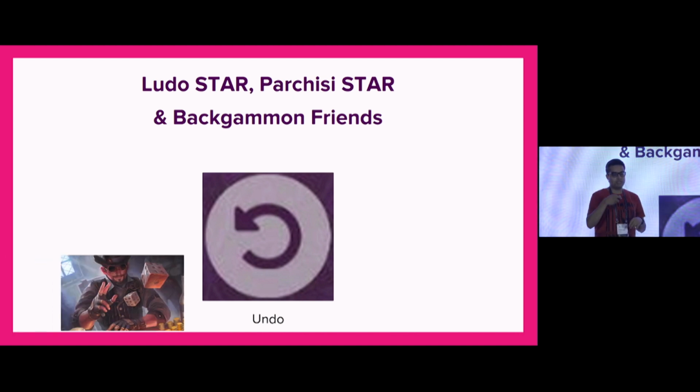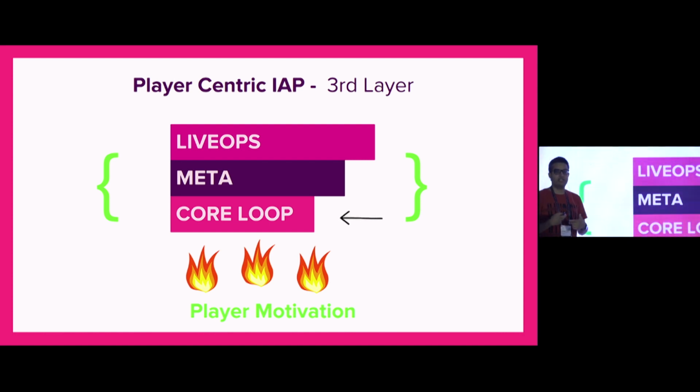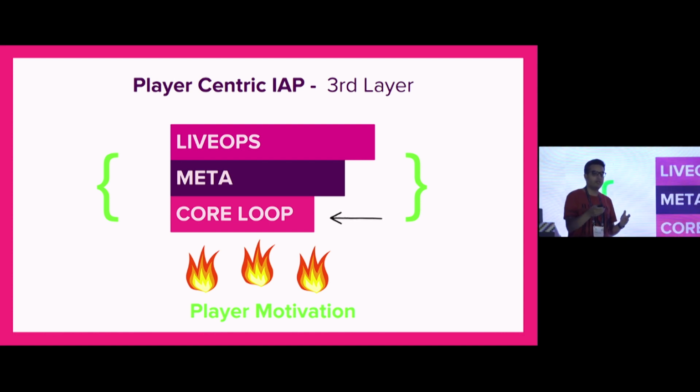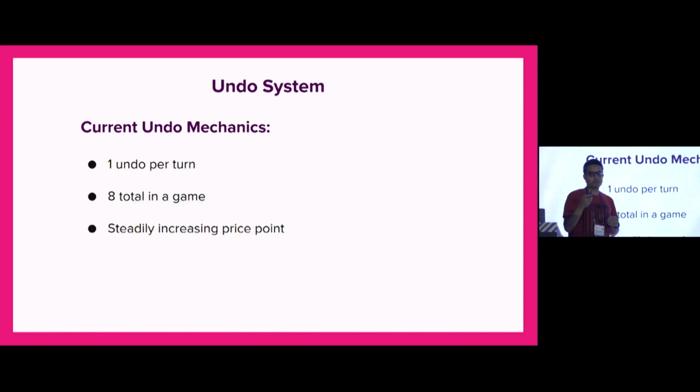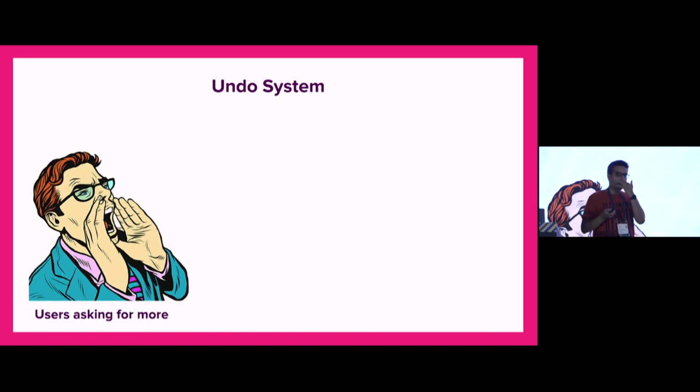So there he comes, the gambler archetype. These are the kind of things that we built our game upon. So the third layer of the core loop, like I mentioned again, we wanted to build up on undo. The mechanics of undo were fairly standard. You can just use one undo per turn. You can use 8 undos totally in a game, and it has steadily increasing price points. Your first undo would cost like 5 gems, then 10 gems, then 15, and so forth.